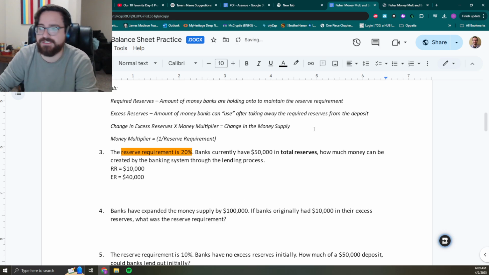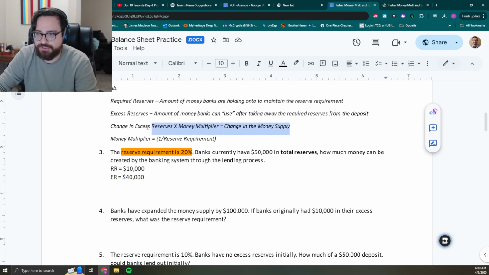From there, I then get to use the multiplier formula to find the answer. So the first thing I have to do here is figure out how much in excess reserves we actually have, so that I can then find the change in the money supply. The question's asking for the change in the money supply, but I can't solve that until I know the excess reserves. So I got to find that first. That's why the 40,000 is there.